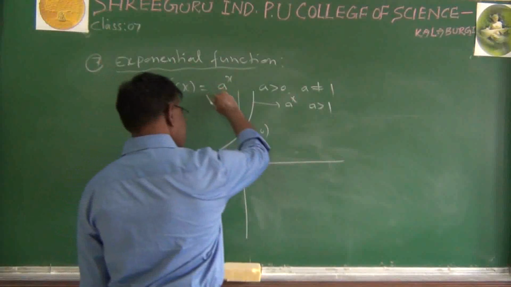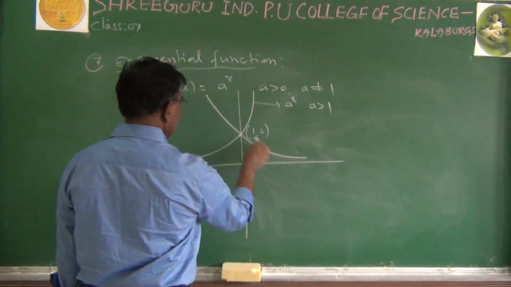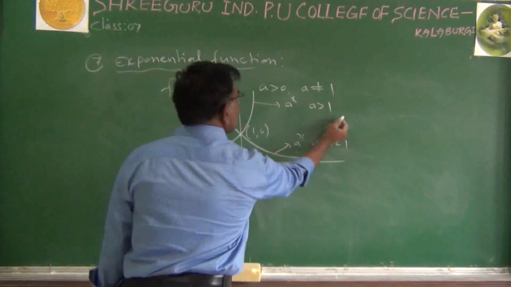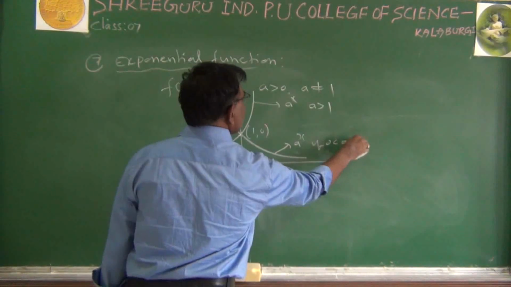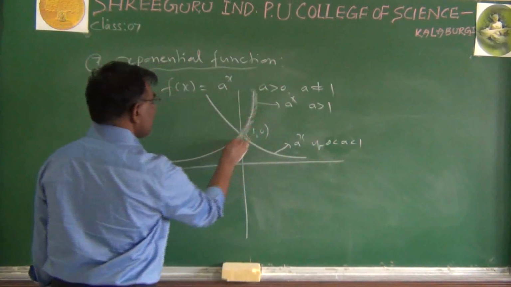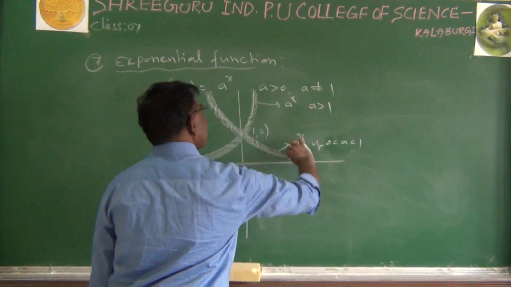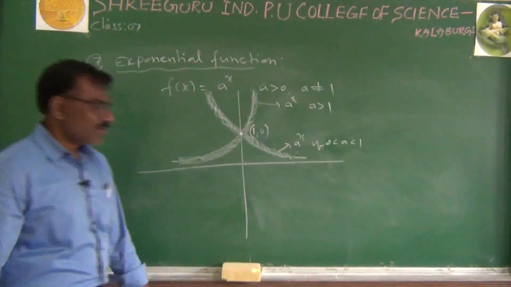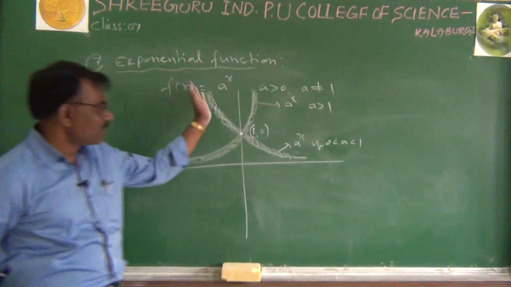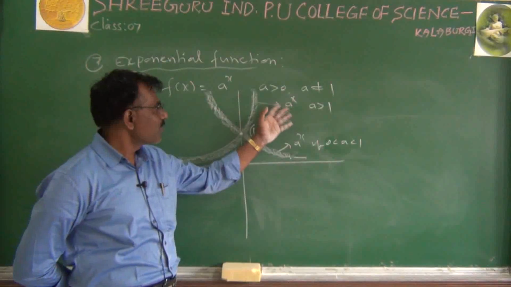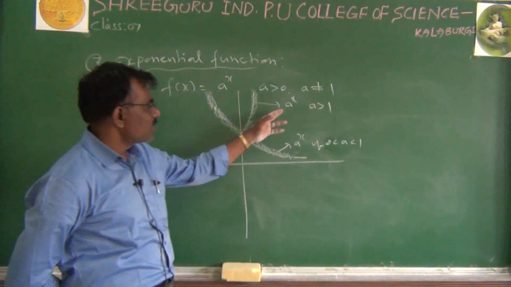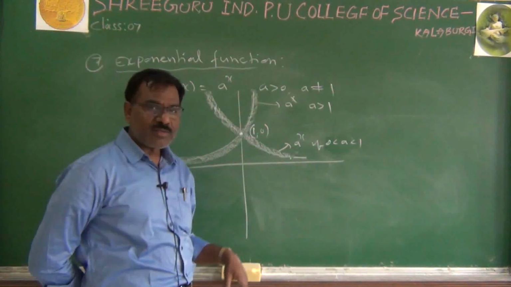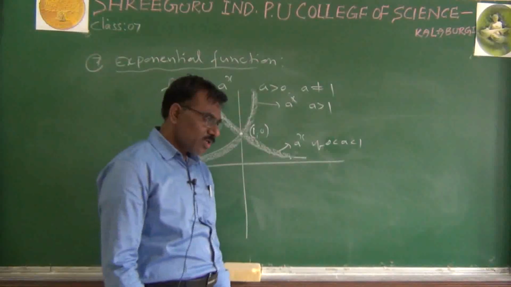And one more graph comes here. This is a raised to x if a is less than 1, that is, 0 less than a less than 1. This graph passes through the same point. This is a raised to x for a greater than 1, and this is for a less than 1. This is called the exponential function.